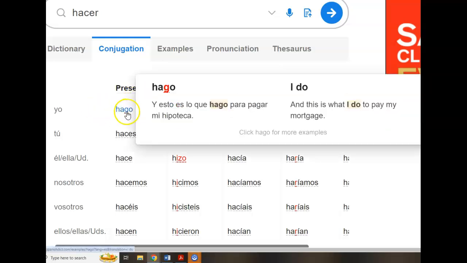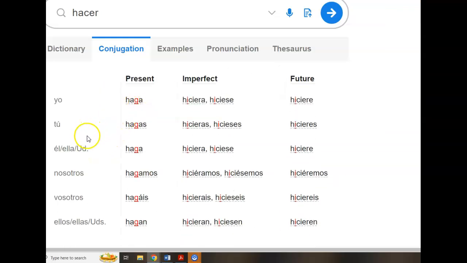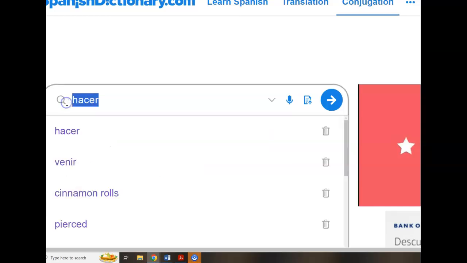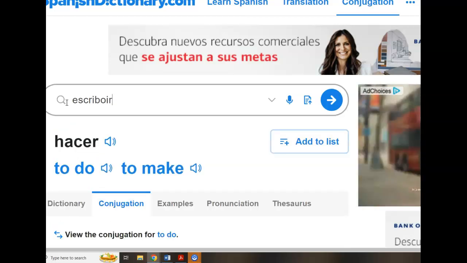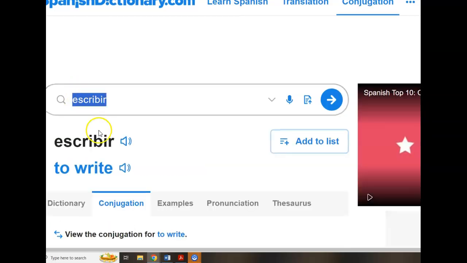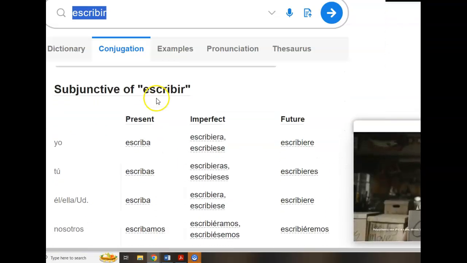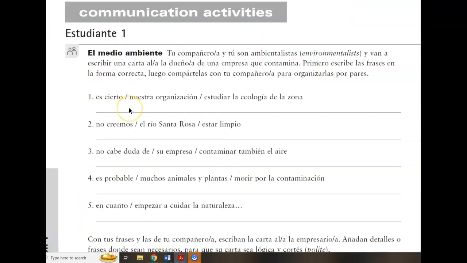So drop the O in hago, and that would be your stem, right? And so hacer in the subjunctive would be haga, hagas, haga, hagamos, and hagan. So that's a quick and easy trick. Type the verb in the infinitive. Just doing escribir as another example. See how it's conjugated in the yo form, in the present indicative, and then you have the present subjunctive for good measure. So let's take a look at the first two together.